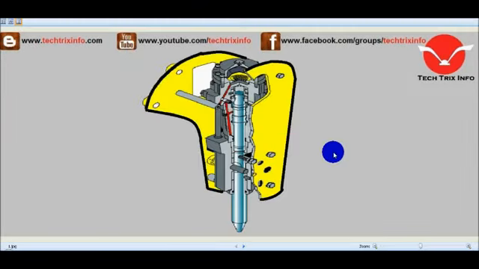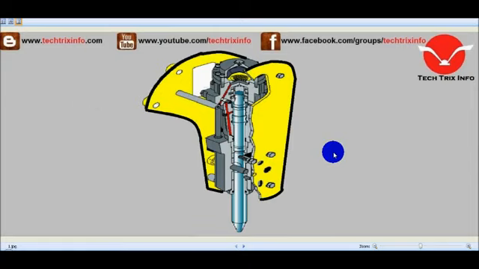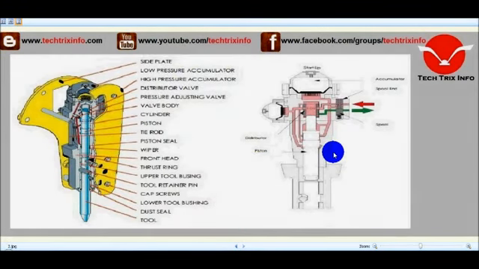Let's identify the main components of a rock breaker with this animation. You can see that rock breakers are widely used nowadays in quarry applications. They are being installed on construction equipments like backhoe loaders and excavators and are used for blasting or breaking the rocks into small pieces in quarries.